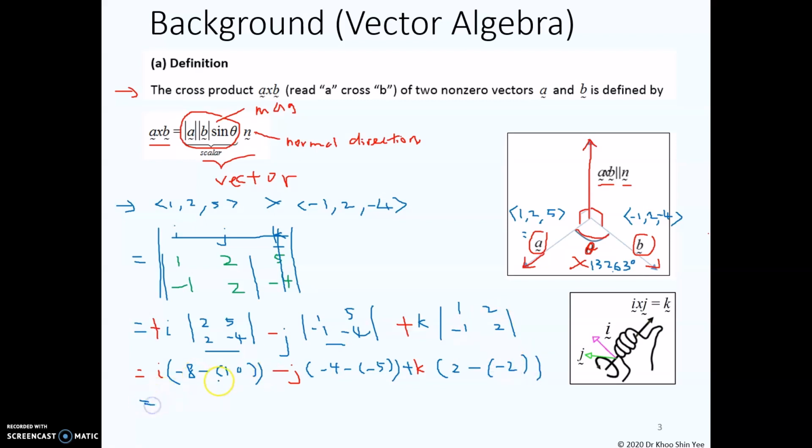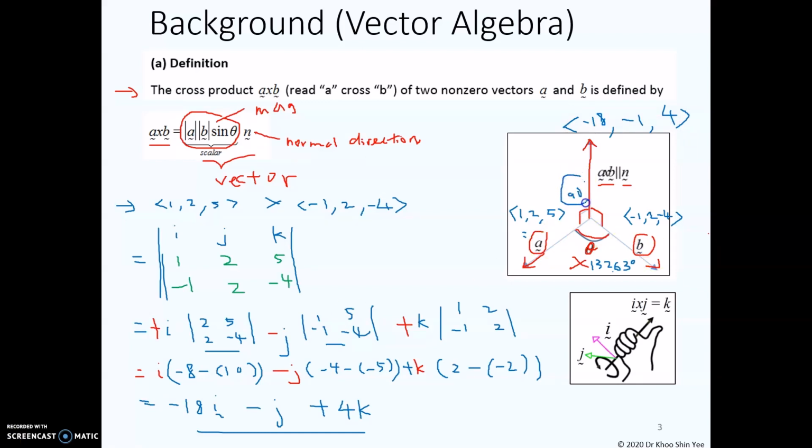Then we can perform the calculation, you obtain negative 18i. So here negative negative become positive, 5 minus 4, you obtain 1. So you obtain negative j here. Lastly, 2 plus 2, you obtain 4k. So when you take vector A cross with vector B, you obtain the result negative 18, negative 1 and 4. So this vector is 90 degrees away from vector A and vector B.